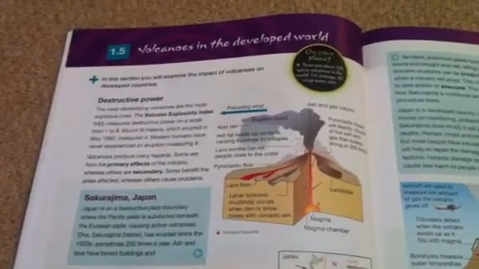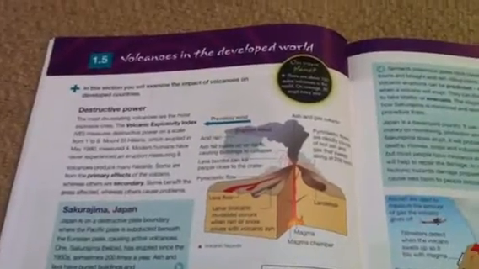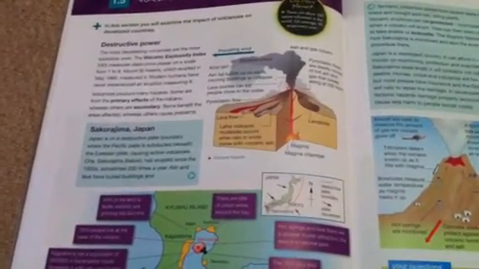So there's 4 case studies that you need for Restless Earth. First of all, you need to know about volcanoes in the developing world, and the case study here is Japan. Japan is on a destructive plate boundary, so we get composite volcanoes, very explosive, very dangerous. Really, you need to know about the types of volcanoes and the plate boundaries for this case study.